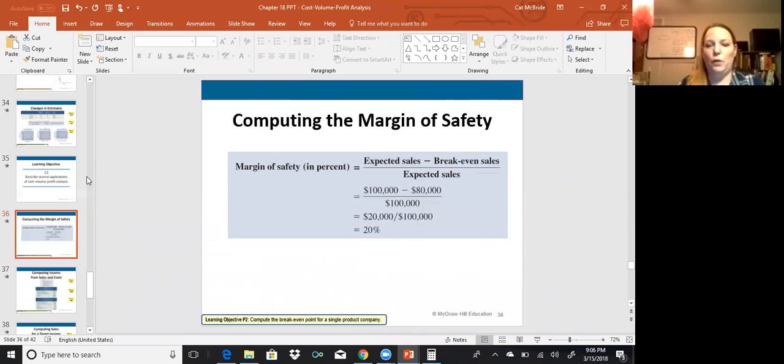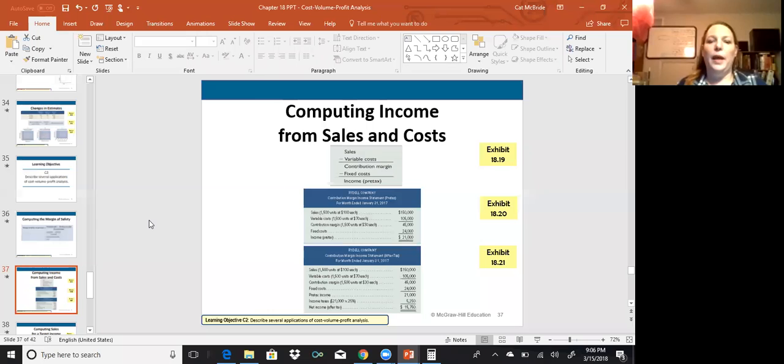The formula for the margin of safety is we take our expected sales dollars minus our break-even sales dollars and divide it by our expected sales dollars. This gives us a margin of safety of 20%, which means that if we earned $100,000 like we expected to, we could lose up to 20% of that and still break even. You have to calculate the margin of safety on the test. All right, are we good there? See, that wasn't hard, right?